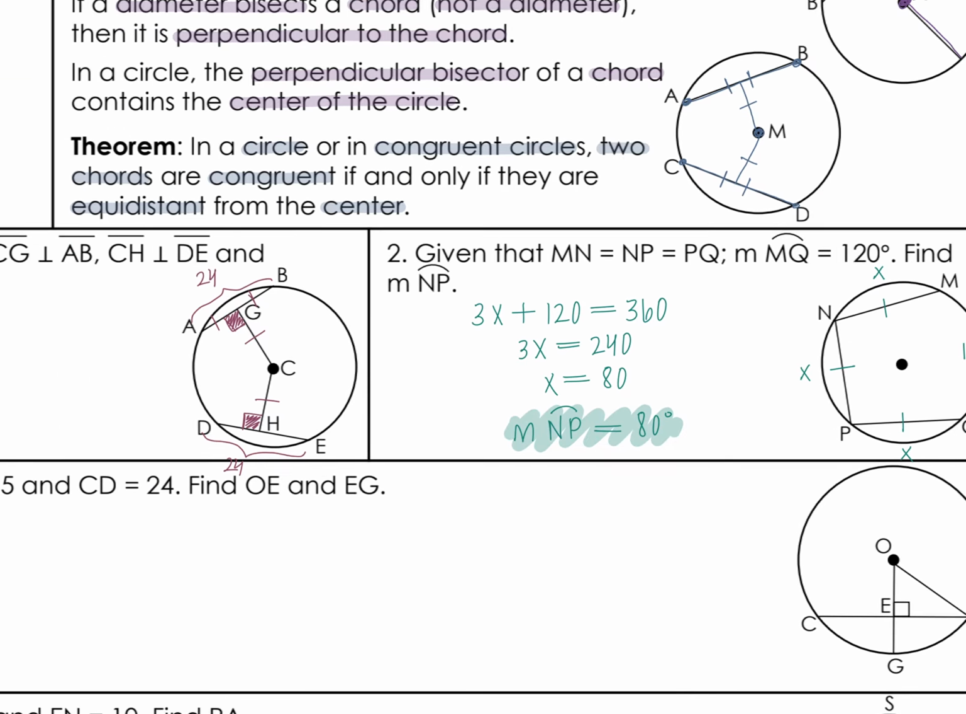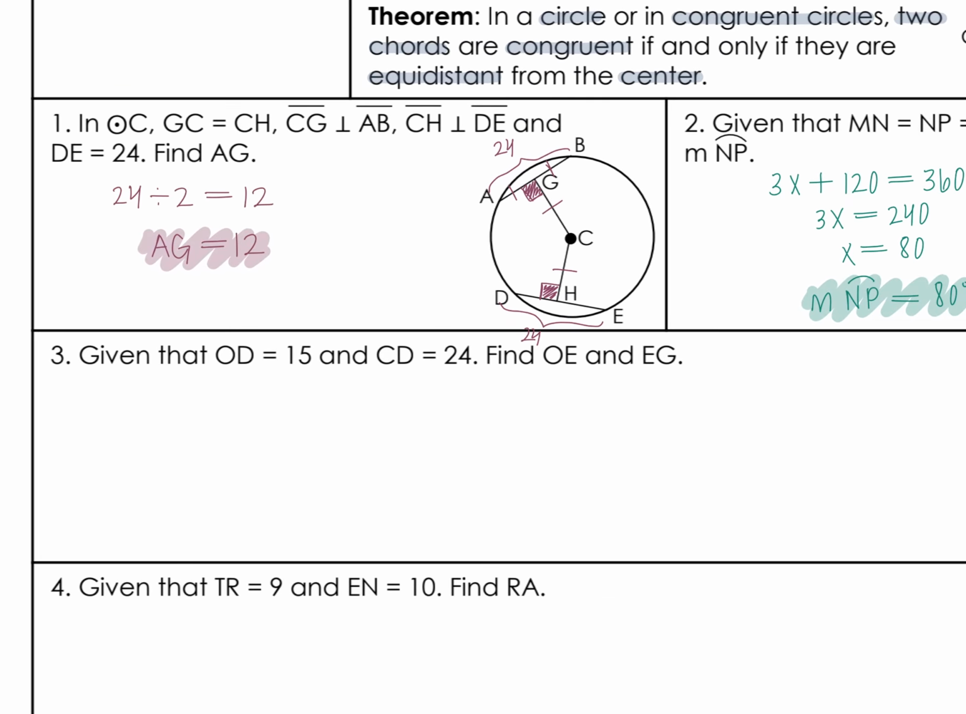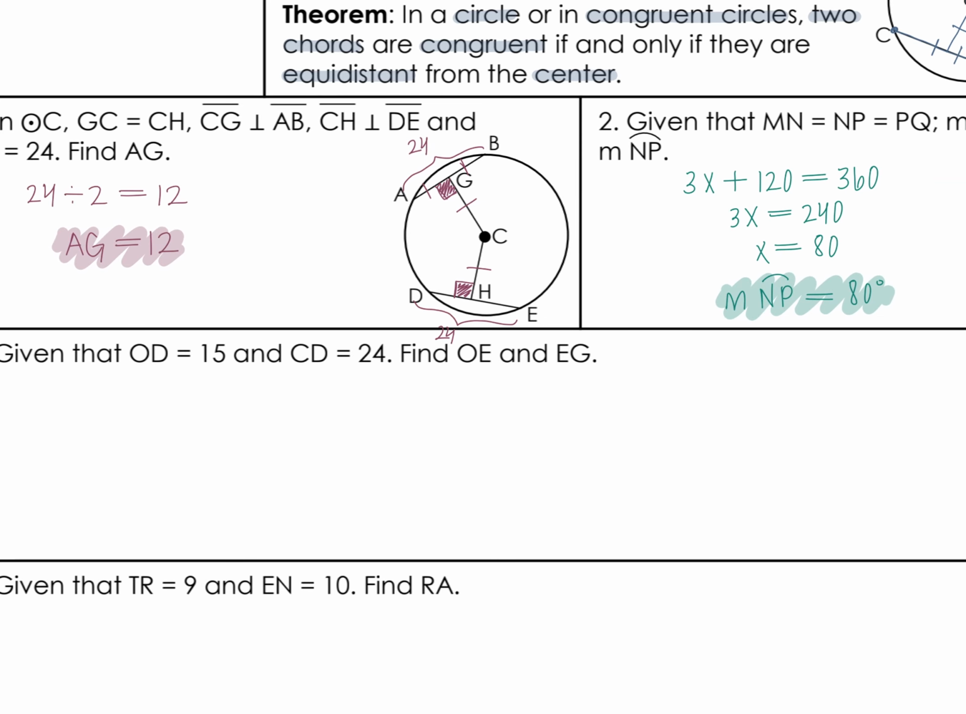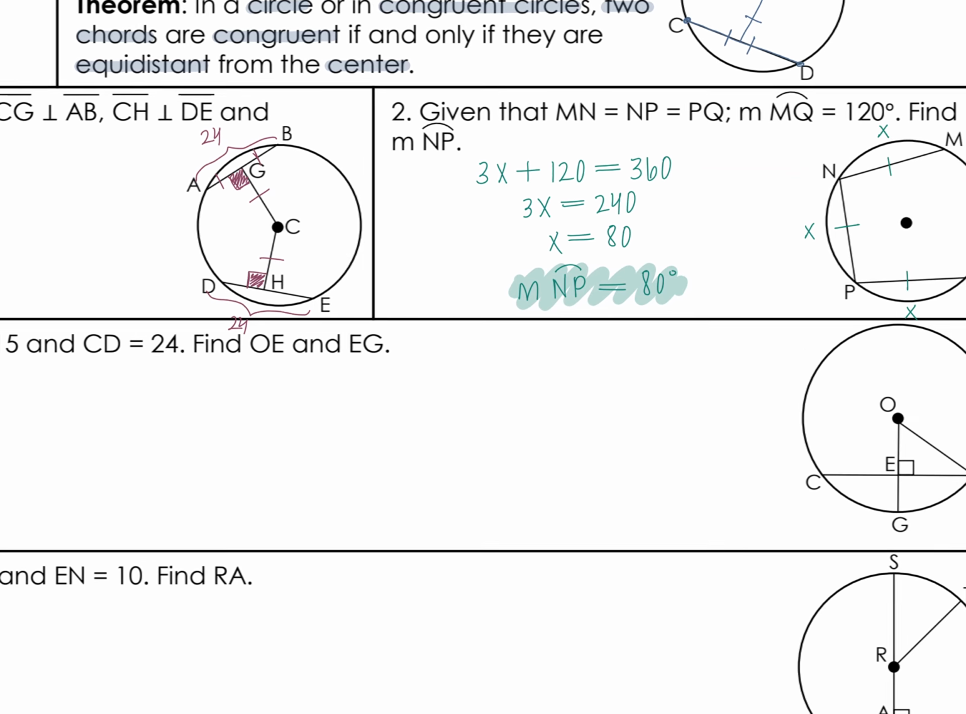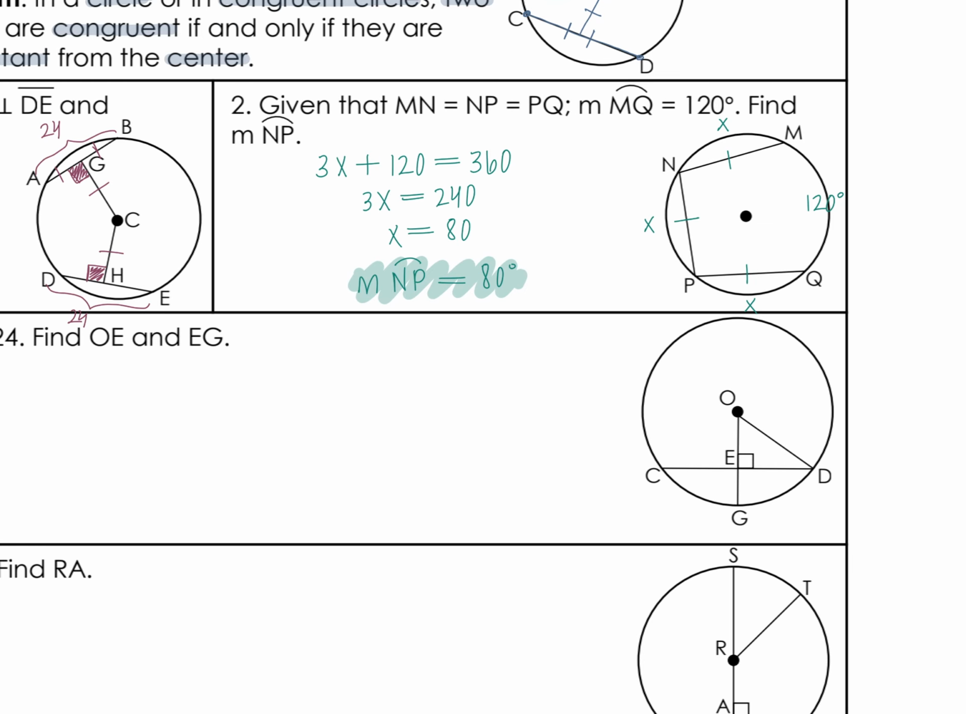All right, now let's look at number 3. So for number 3 here, we are given that OD is equal to 15 and CD is equal to 24. So let me label that here. OD is going to be 15 and CD is going to be 24. We are asked to find the length from O to E, which I'm going to call X, and then from E to G, I'll call that Y.